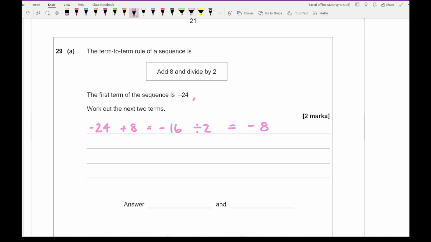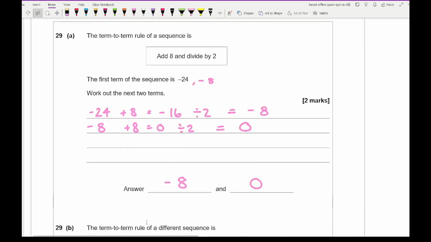So here, my next value is going to be minus 8. Then starting with minus 8, if I then add 8, I end up with 0, and then divide that by 2, and I get an answer of 0. So my two answers are minus 8 and 0.